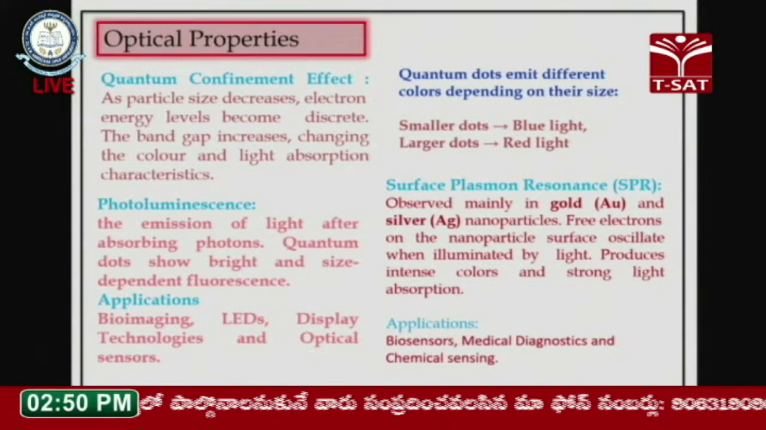Free electrons on the surface: we know three states, solid, liquid and gaseous. Above these, another state is plasma. This plasma is observed in optical properties, and this helps to illuminate the light, or UV light rather I should say, for water treatment and all. So surface plasmon resonance is used to kill the bacteria in the water, or to purify the water. They are also used in biosensors, medical diagnostics and chemical sensing.